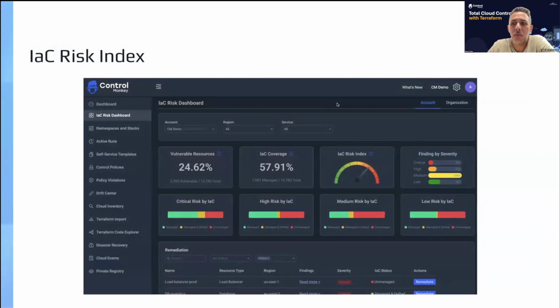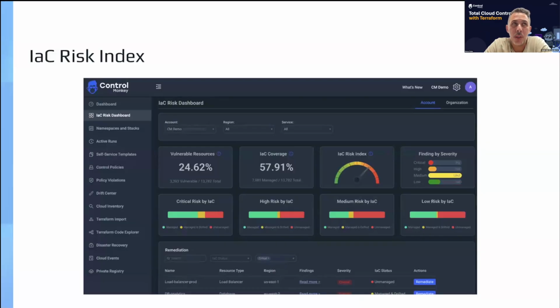And I think that one key takeaway from today, or one thing I usually tell our potential customers to do, is start with our IaC risk index. The IaC risk index is an index that we provide in ControlMonkey that intersects IaC coverage with security issues. So it provides you this intersection, this risk score of how secure you are, or how risky you are, according to how many of your resources are actually managed by IaC and how many of them are secured or have any vulnerability.